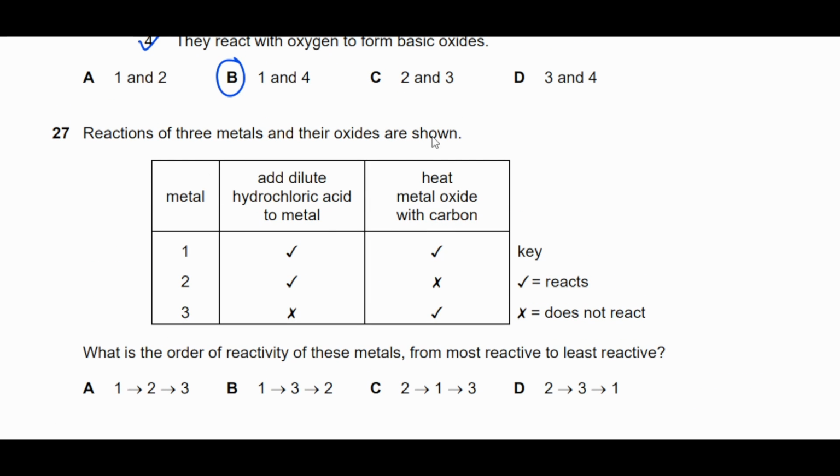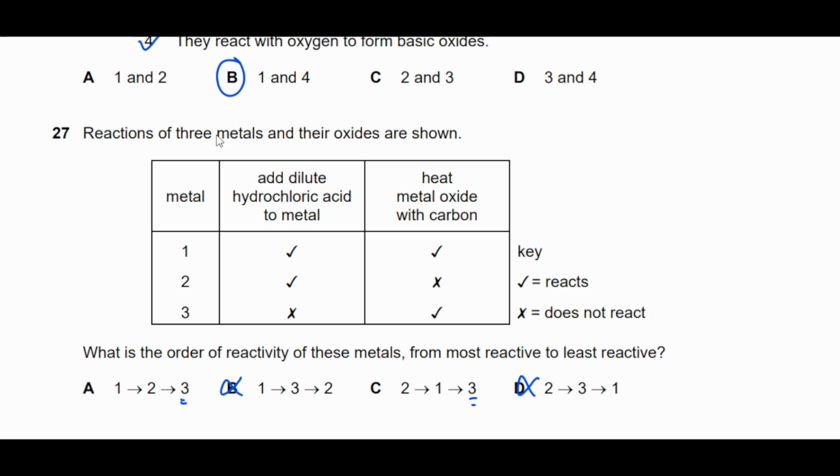Reaction of three metals and their oxides are shown. What's the order of reactivity of these metals from most reactive to least reactive? Okay, so firstly, let's see which is least reactive. So add dilute hydrochloric acid to metal. The least reactive one would not react to dilute hydrochloric acid. So therefore 3 has to be the least reactive. Therefore B and D is wrong because 3 has to be at the end.